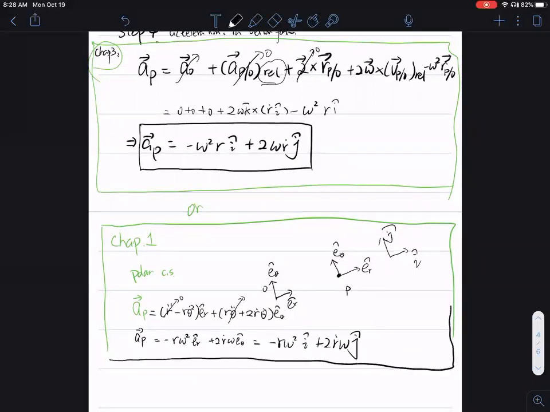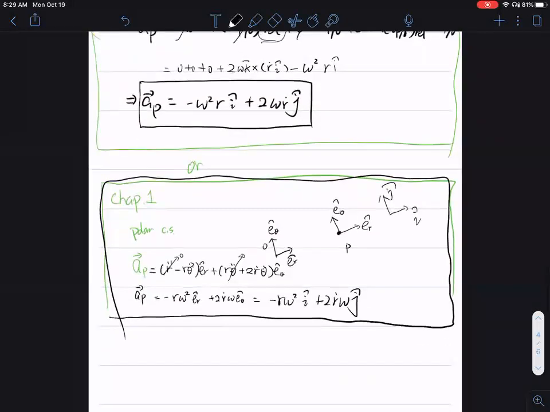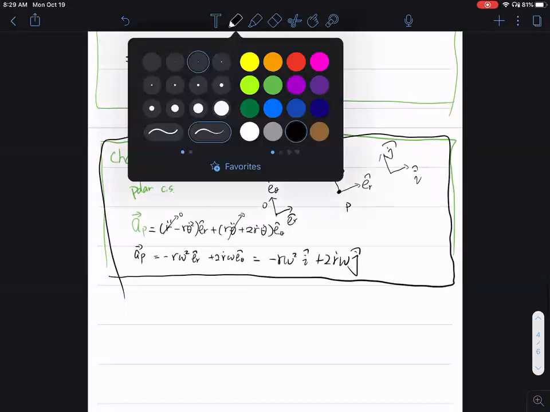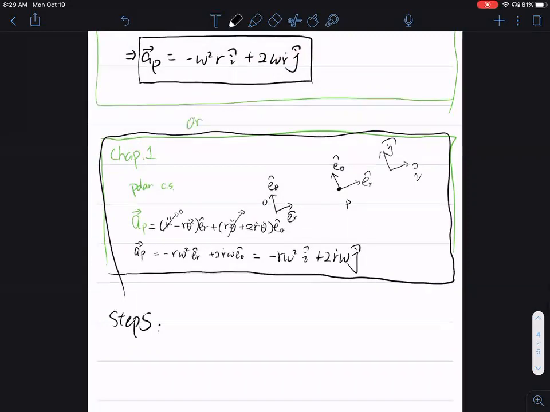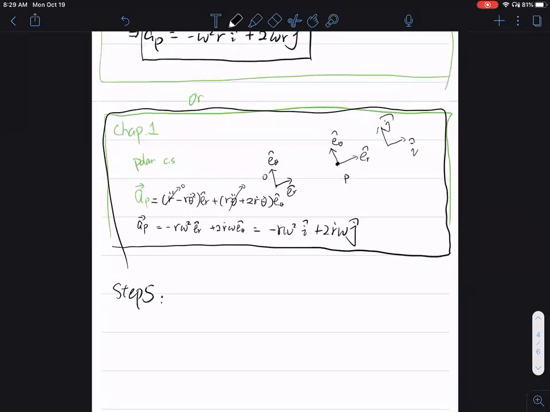So there are two different methods you can use. Either you can find acceleration from chapter 3 or chapter 1. No matter which one you choose, you end up with the same solution. Okay, any questions here? I think that's a good review of chapter 1 and chapter 3. Okay, now we're done with step 4. Let's move on to step 5. Step 5, what is step 5? Ashley, what is step 5?